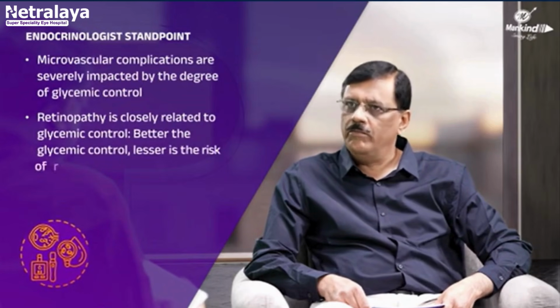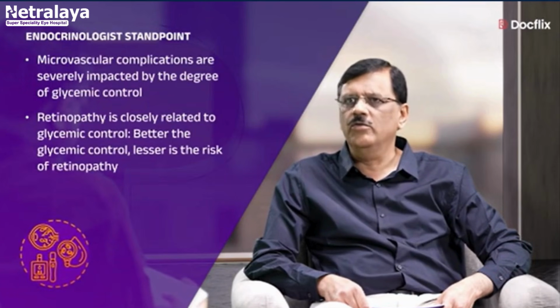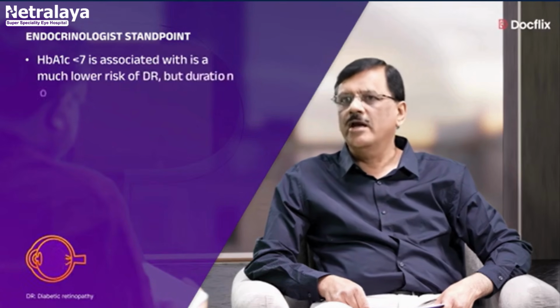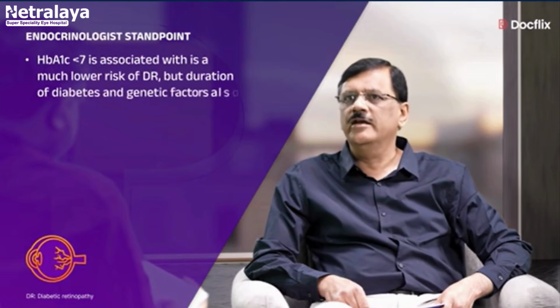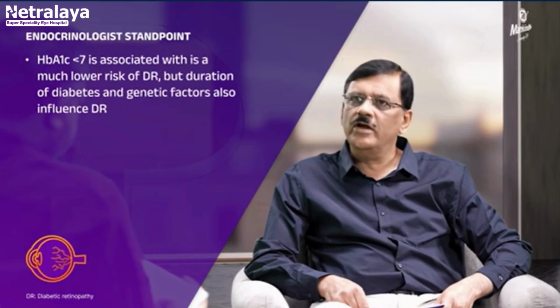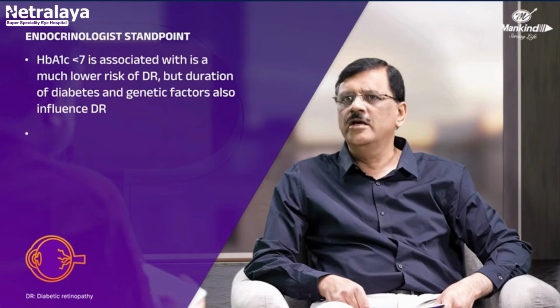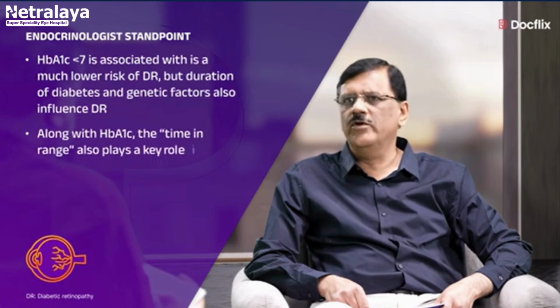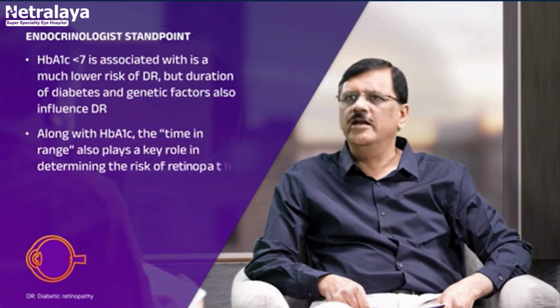The better the control, the less will be the risk of retinopathy, and that was proven in not only the UKPDS but some other trials also. An HbA1c of less than 7 is associated with much less risk of diabetic retinopathy. Having said that, we discussed that the duration of diabetes and sometimes genetic factors also influence. But if you control diabetes well, as close to 7 as possible, the risk will definitely be less.